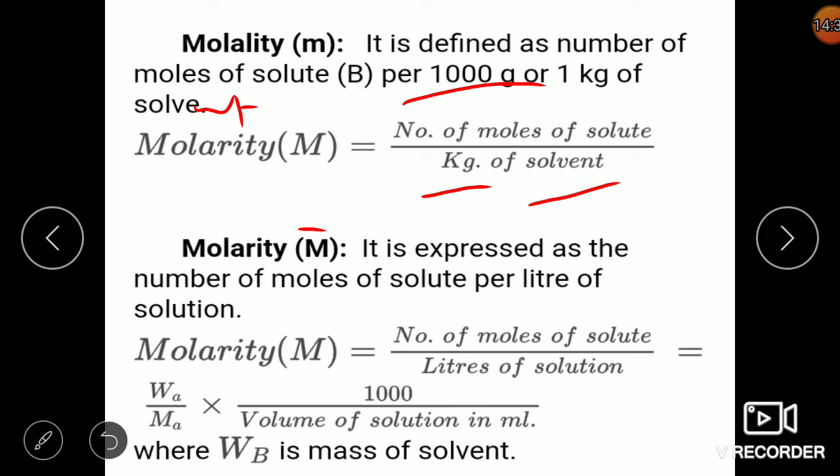Next, molarity you will get by using the formula number of moles of solute divided by volume of solution, and you will express the volume of solution in liter. So here in molality you are getting mass of solvent, and in molarity you are getting volume of solution. So one has mass in the denominator and molarity has volume in the denominator. And how much volume? 1 liter. And how much mass? 1 kg. So that way you can express molarity and molality.